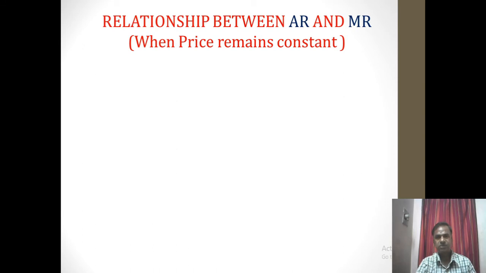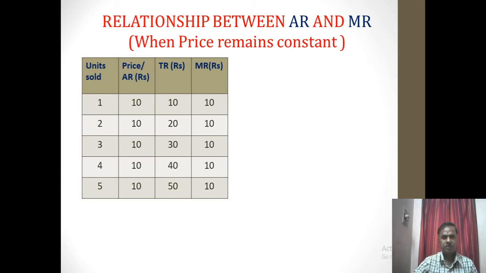First, let us discuss the relationship between AR and MR when price remains constant. You see here, in this schedule, price is constant. There is no change in price. At the same price, the sellers are selling more units of the commodity. They want to increase the sales.